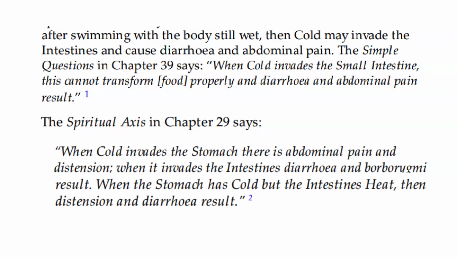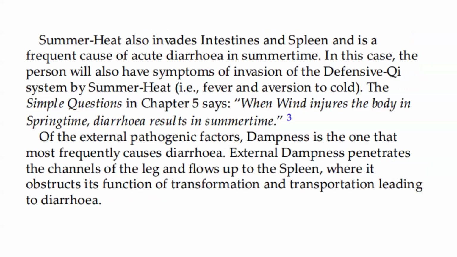When the stomach has cold but the intestines heat, then distension and diarrhea result. Summer heat also invades intestines and spleen and is a frequent cause of acute diarrhea in summertime. In this case, the person will also have symptoms of invasion of the defensive qi system by summer heat, that is, fever and aversion to cold. The Simple Questions in chapter 5 says, when wind injures the body in springtime, diarrhea results in summertime. Of the external pathogenic factors, dampness is the one that most frequently causes diarrhea.